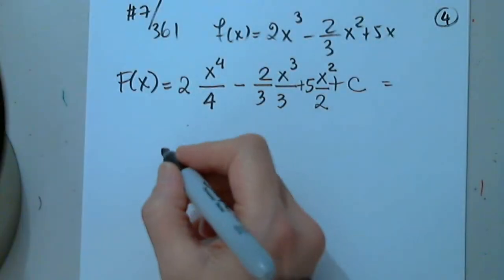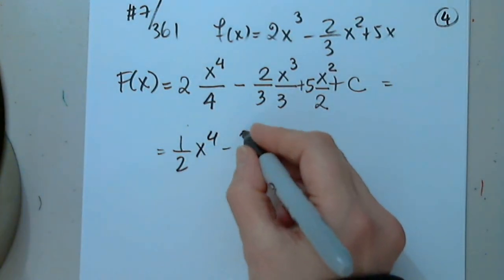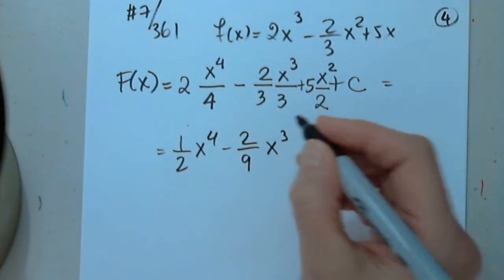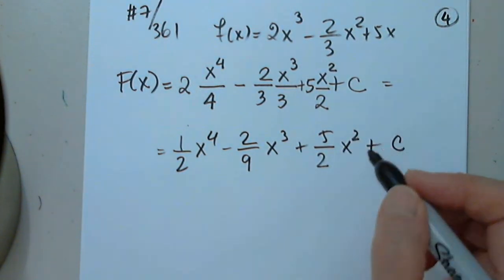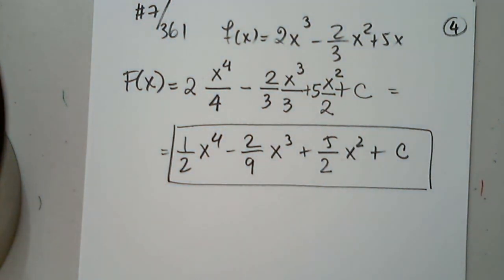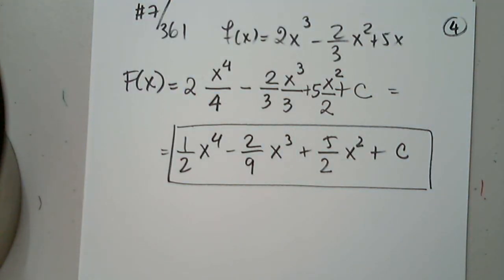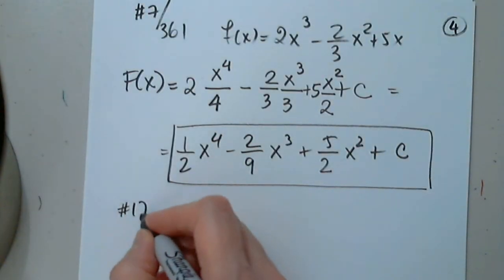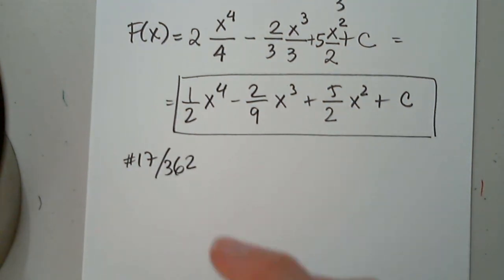I will simplify a little bit. So I have 1/2, if you want to write it like this, you can, minus 2 over 9 x cubed plus 5 over 2 x squared plus a constant c. And that is the most general antiderivative of the given function. Yes, 17 caught my eye, and this is on 362. Please stop me if you have questions.